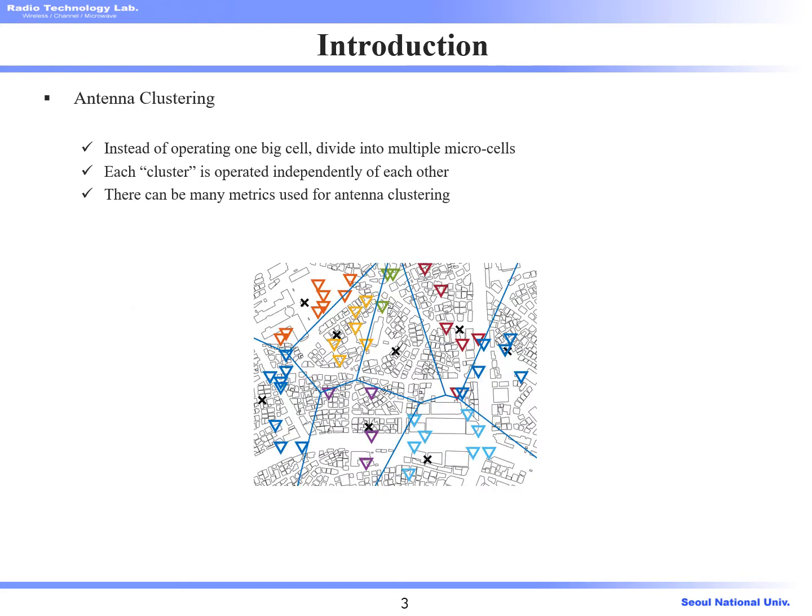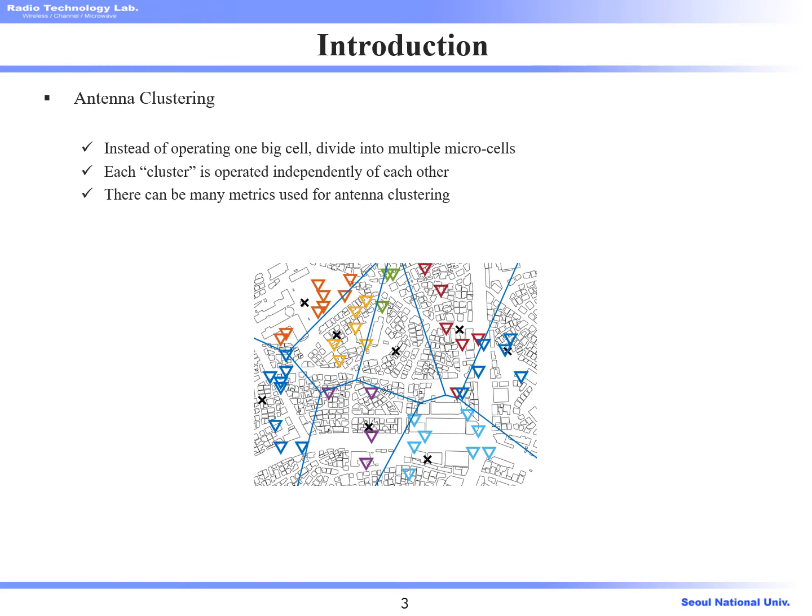Next, let's talk about antenna clustering. The problem with distributed MIMO systems is that there are many antennas distributed over the entire cell. Operating all of these with synchronized signals is not an easy task. Therefore, some researchers have proposed using antenna clustering and using microcells to operate the system more smoothly.